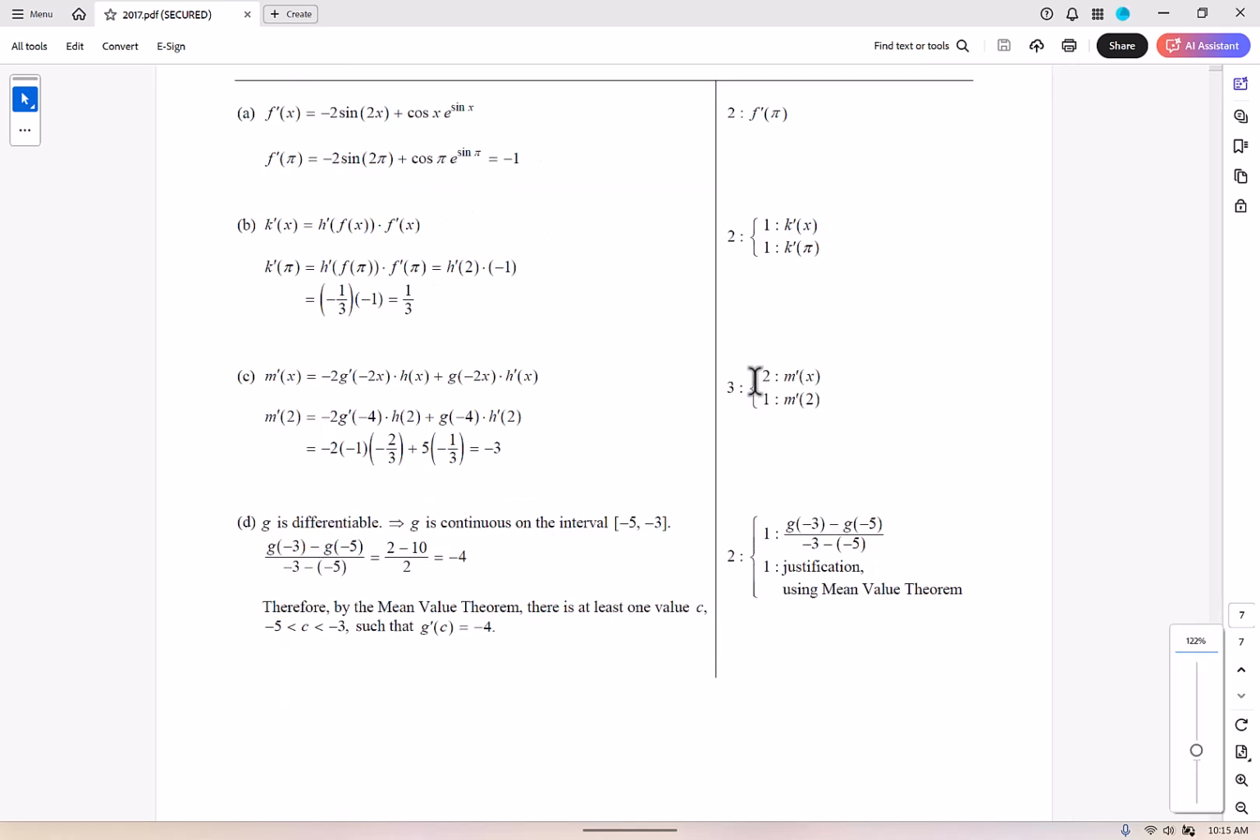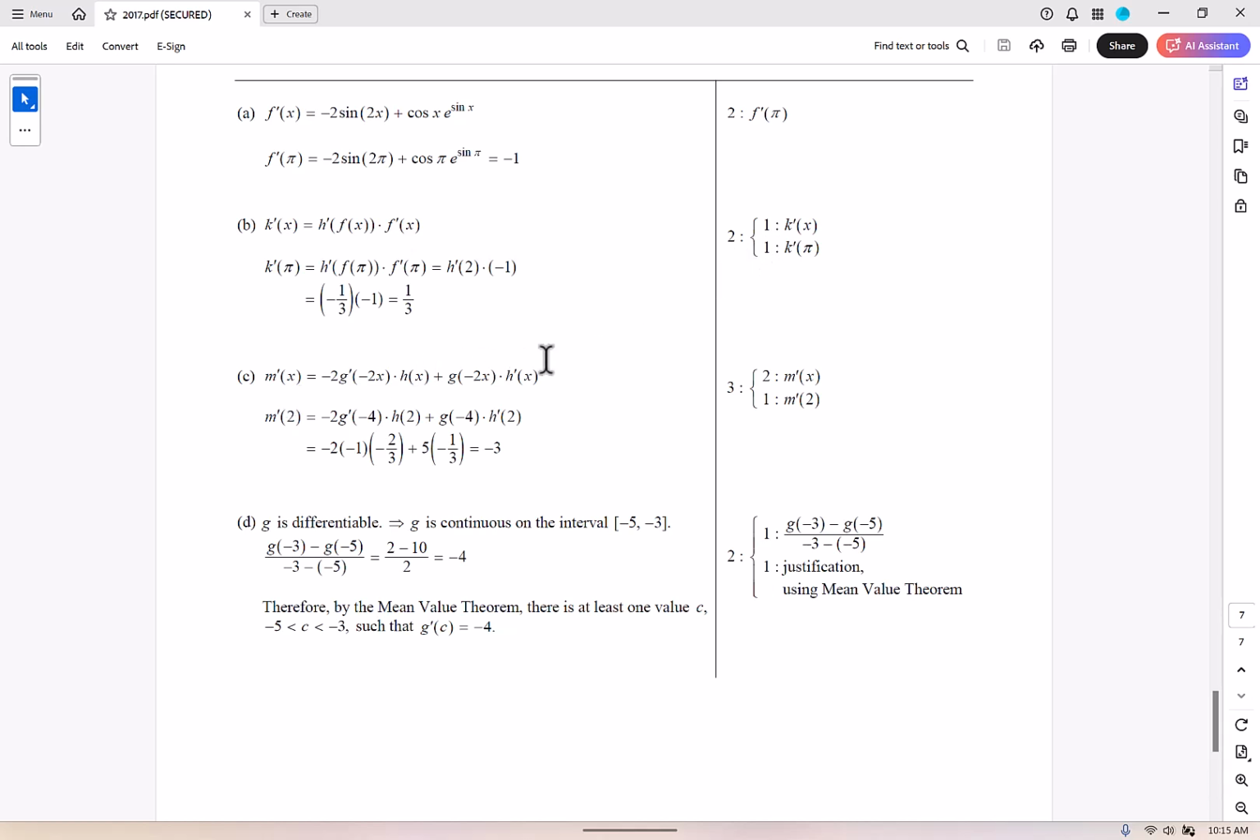Here is the 2017 question, and here's how they break it down. All three responses are worth 9 points, all of them. Letter A, they give you 2 points. So it looks like they just give you a point for the derivative. So did we get negative 1? There we got it. Letter B, they give you 2 points. They give you a point for the derivative and a point for the k prime of pi. Yeah, we got the point for the derivative. Did we get a positive 1/3? Okay, there it is. We got the 2 points.